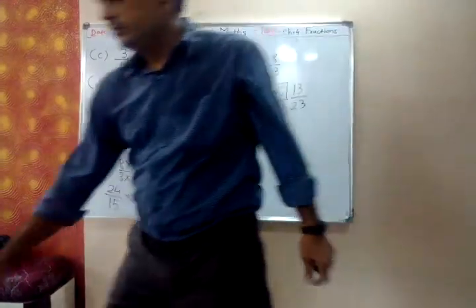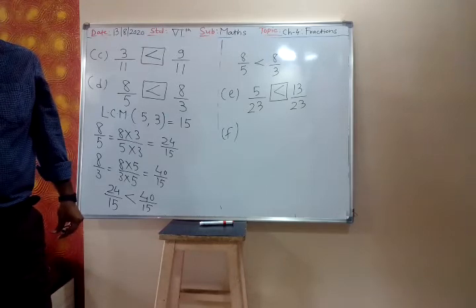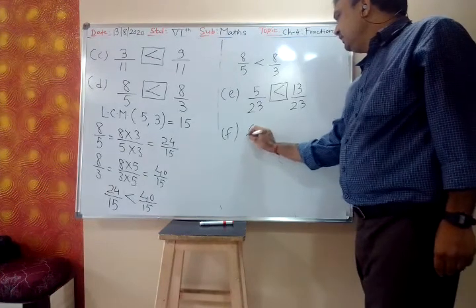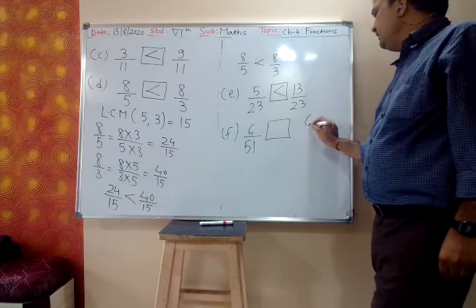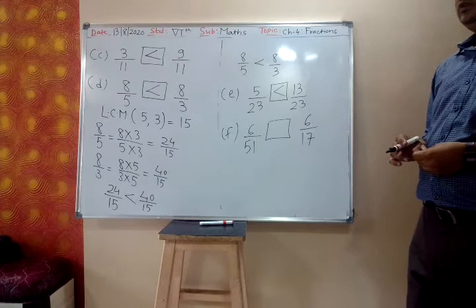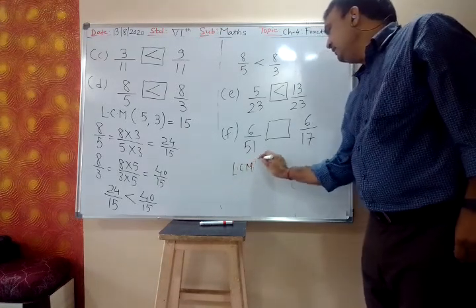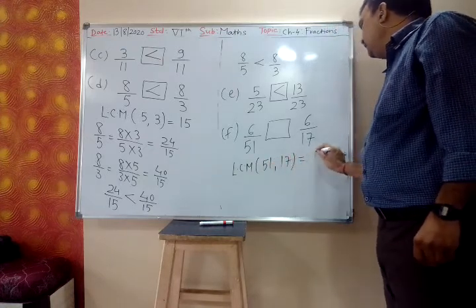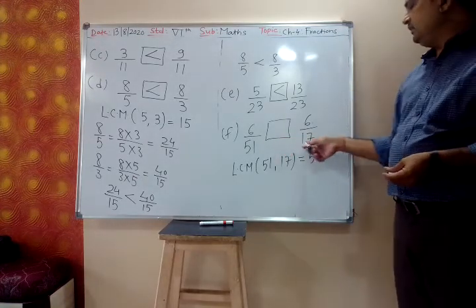Then F: 6 by 51 and 6 by 17. Now the denominator is not the same, so they are not like fractions. So I will find the LCM. LCM of 51 and 17 is 51. Remember, LCM of 51 and 17 will be 51.